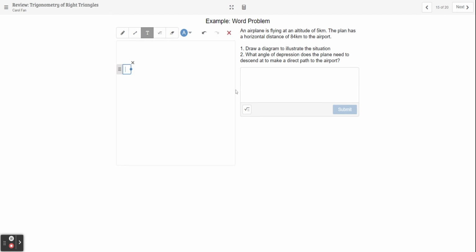Okay, so I know that the airplane is in the sky. The airplane is cruising at an altitude of 5 kilometers because it's reaching the airport. I know that the horizontal distance is 84 kilometers to the airport. Horizontal means the line created going left to right.